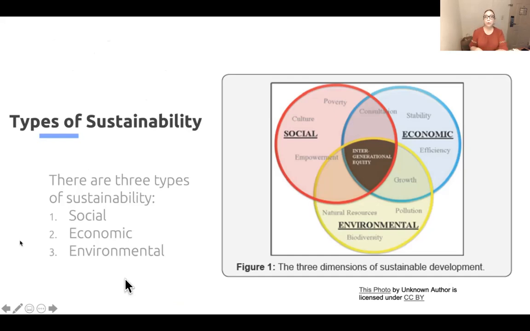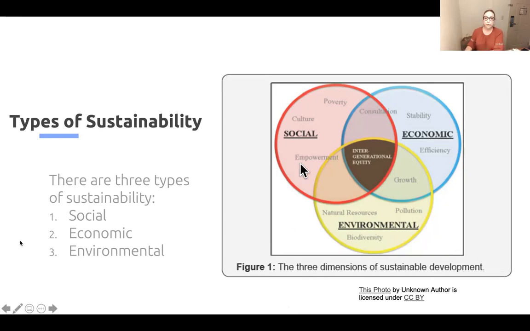As I mentioned before, there are three types of sustainability: social sustainability, economic, and environmental. What this slide shows is the interactions between these three types of sustainability. We can also call this the sphere of sustainability. The reason that I put this image on here is because it shows you what is included in these types of sustainability. So let's take a look here.